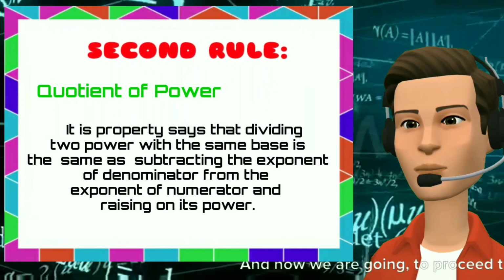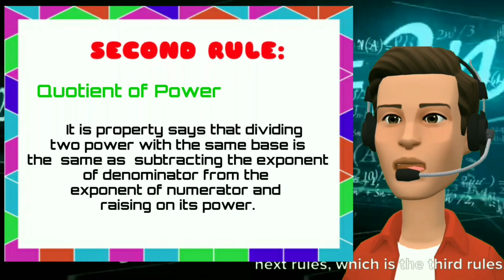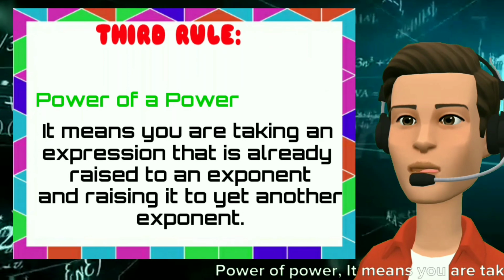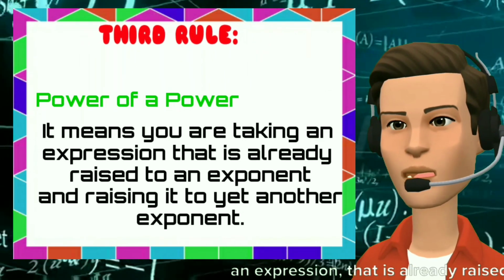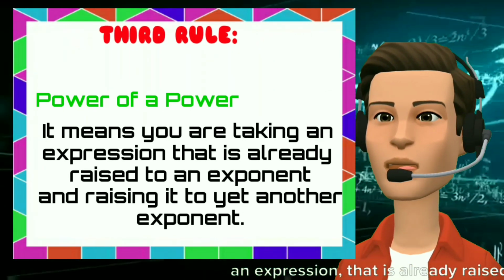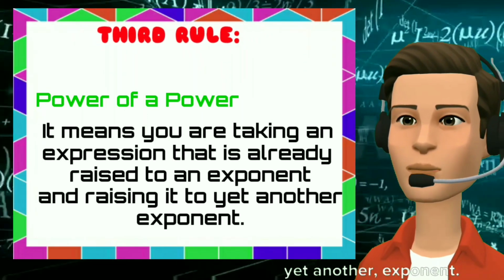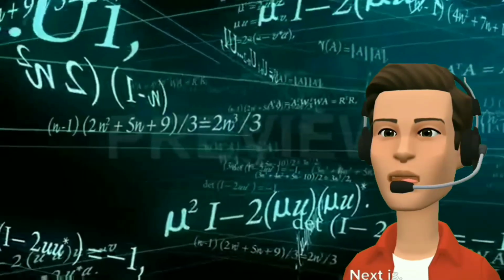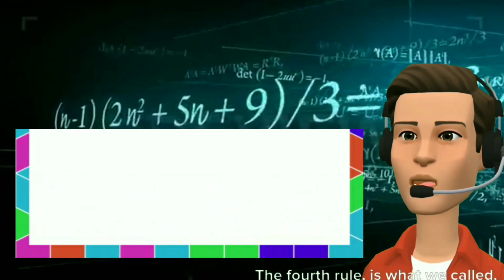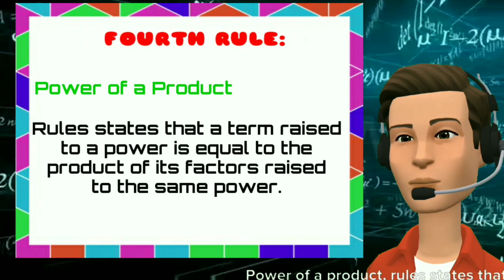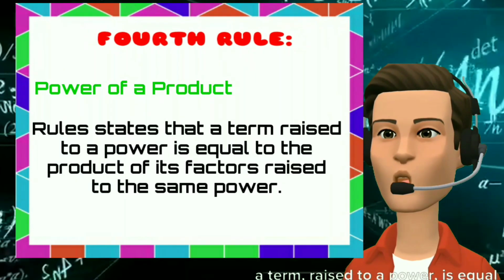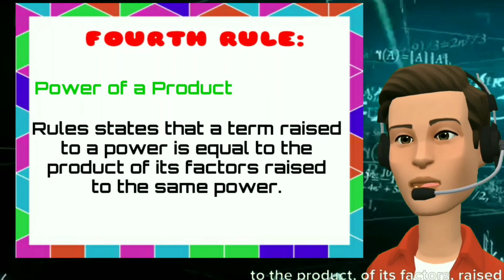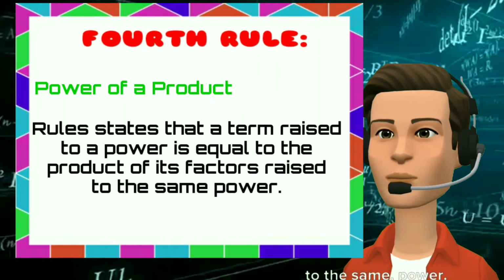And now we are going to proceed to the third rule. The third rule is about the power of power. Power of power means you are taking an expression that is already raised to an exponent and raising it to yet another exponent. And that is the third rule. Next is the fourth rule, what we call power of product. The power of a product rule states that a term raised to a power is equal to the product of its factors raised to the same power.